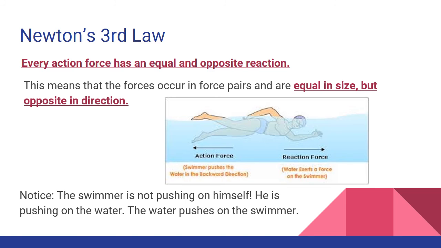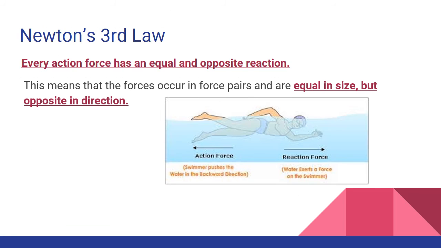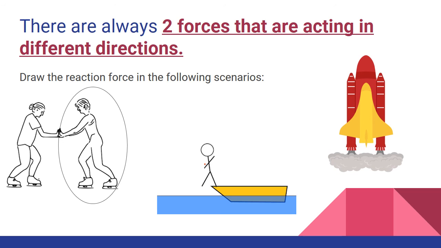So as he pushes his arms through the water, he's pushing down on the water, and the water pushes back on him. Otherwise, he wouldn't be able to move. He would just be pushing on something, but he would just go straight through it. So let's take a look at a few more examples of this law. Remember, there's always two forces that are acting in different directions.